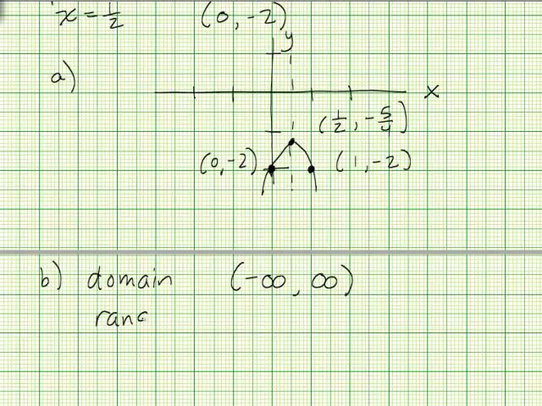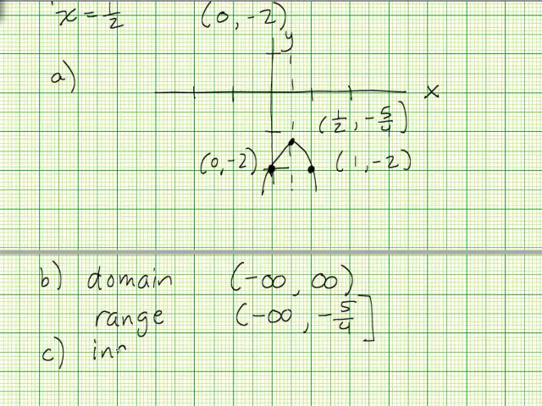Our range goes from -infinity. The y values could be anything down at -infinity all the way up to the highest point, which is -5/4, and it does in fact include that point. So we will make that a square bracket to indicate that it's included.